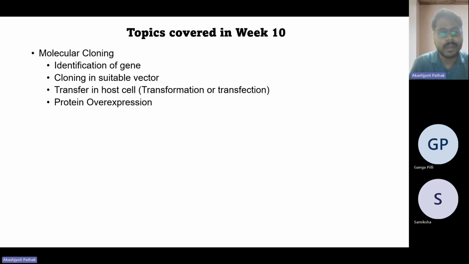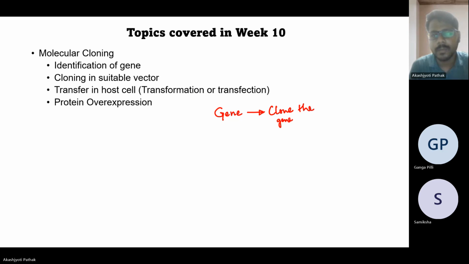Basically, this is basic biotechnology you have already covered in class 12 as well. In molecular cloning, once you have identified the particular gene of interest corresponding to your protein of interest, this gene is cloned into a vector, right? You clone the gene into a vector.